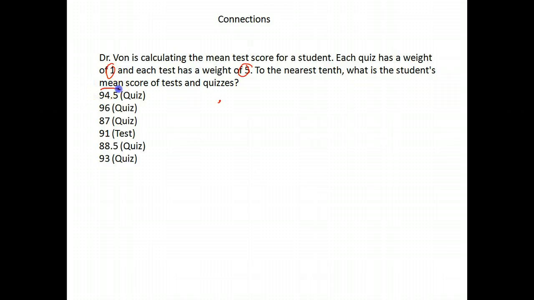Now, when we say mean, that means our average. So we add the scores together and we divide by the number of scores we have. The only thing we want to take a look at, though, is that the test is worth 5 times more than any of the quizzes. So when we total these up, we have a 94.5, a 96, an 87. Then we have a 91, but it's worth 5 of those, so we have it 5 times. Then plus 88.5 and plus 93.